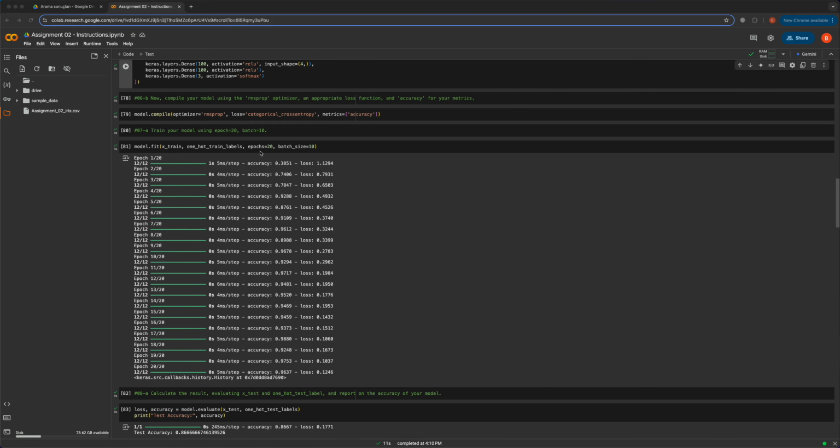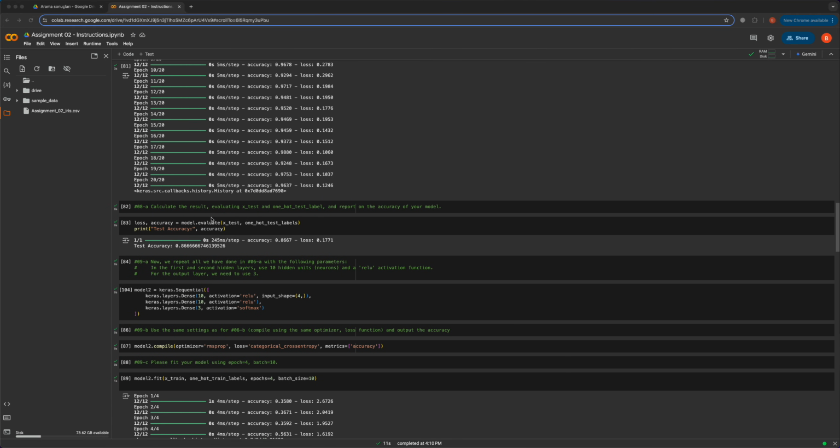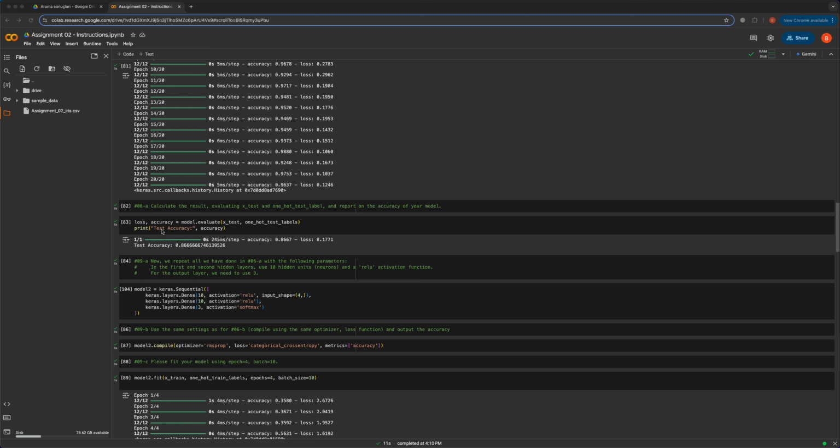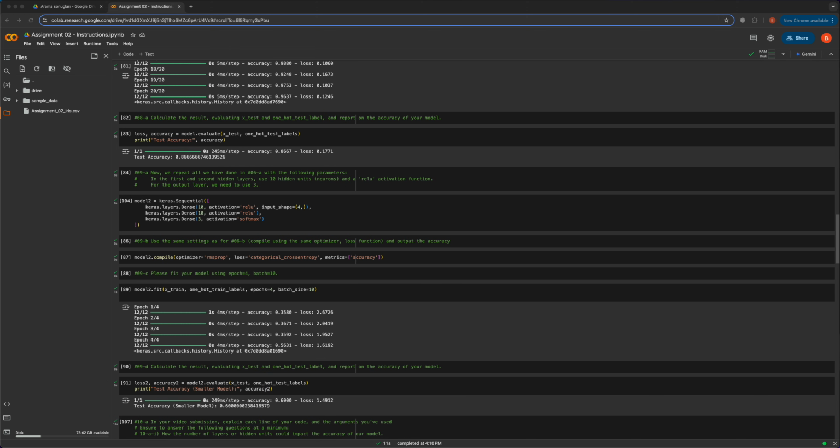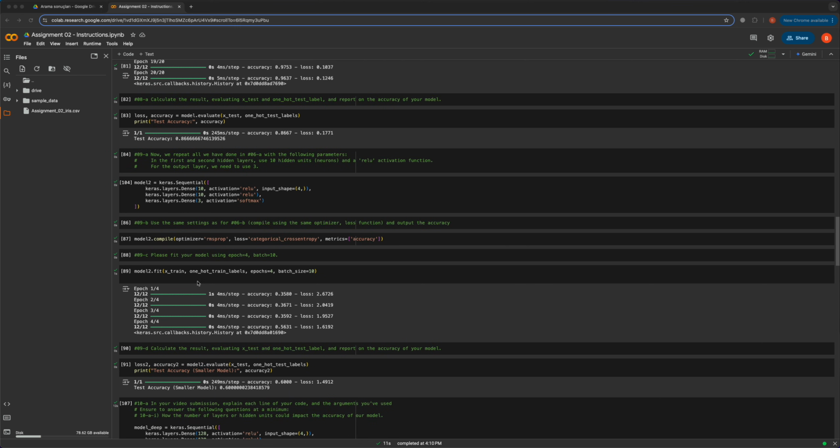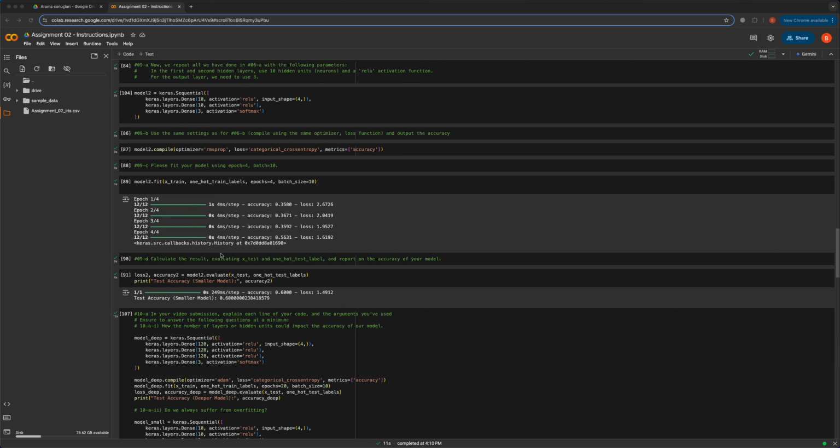You can see the loss and accuracy here. Finally, we evaluate our trained model on the test set and print the accuracy. Then we repeat the training process with a smaller model that has only 10 neurons per hidden layer instead of 100. We train this model with only 4 epochs and a batch size of 10, as you can see here, and we evaluate its accuracy.